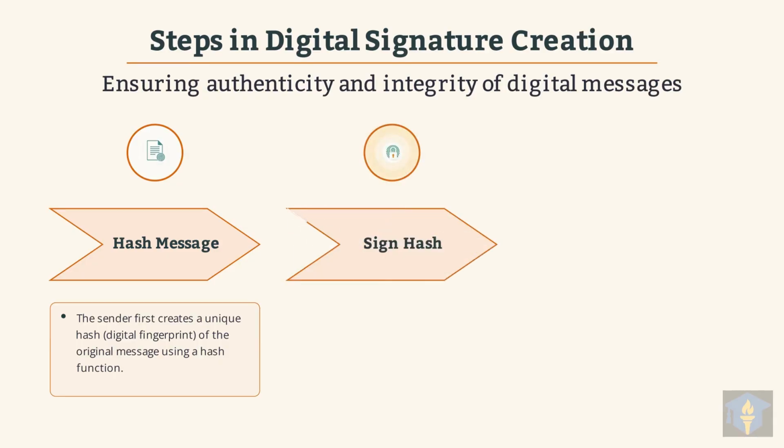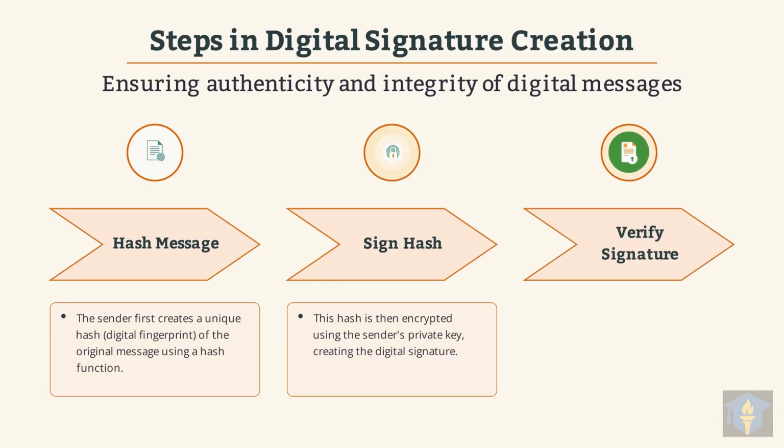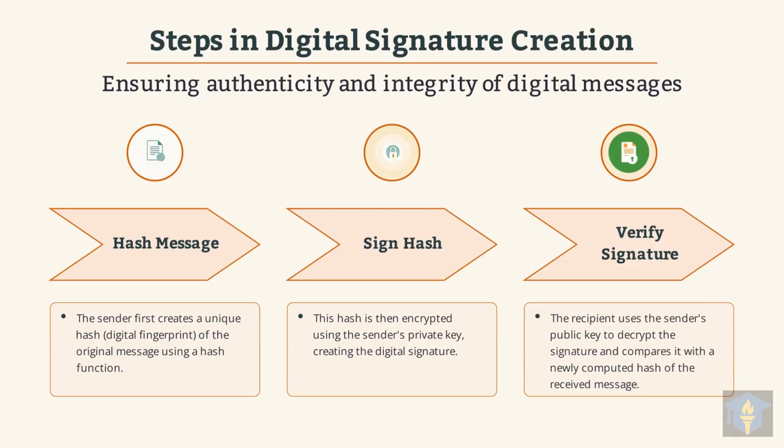Next, the sender signs this hash, making it their unique, verifiable mark. This hash is encrypted using the sender's private key, which then forms the actual digital signature. The final step is for the recipient to verify this digital signature's authenticity. The recipient decrypts the signature with the sender's public key, comparing it to a newly computed message hash.